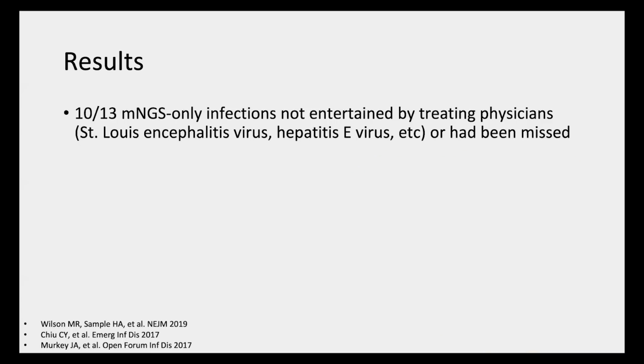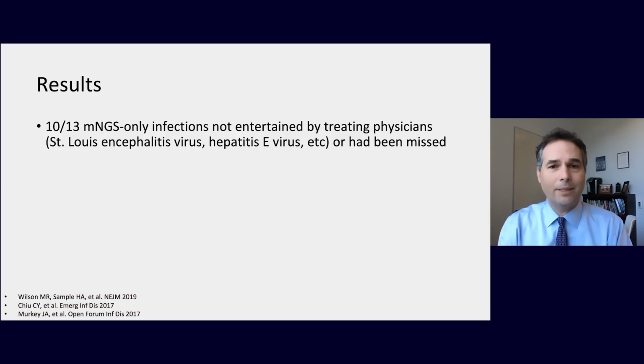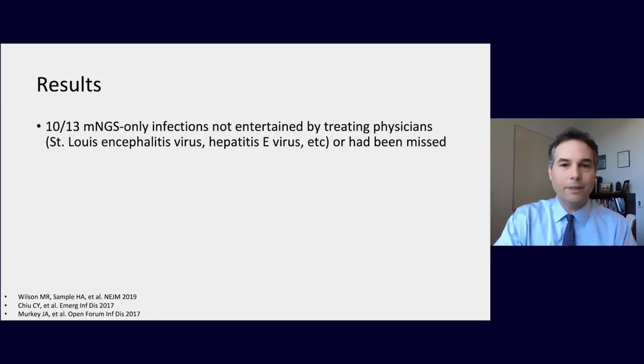In the sequencing-only infections, 10 had not been entertained by the treating physician or had been missed by traditional testing. And those, again, included some surprising diagnoses, a mosquito-borne virus, St. Louis encephalitis virus, which hadn't been seen in California in 30 years in a human. Hepatitis E virus, which, as the name suggests, is normally a cause of liver infection, was identified in a patient. She'd actually had a lung transplant 6 years before and had had mysterious liver inflammation ever since. It turned out that when the hepatitis E virus was treated, it both resolved her meningitis, but it also resolved the impending liver failure that she was suffering from. So those were some of the highlights from the sequencing-only infections.